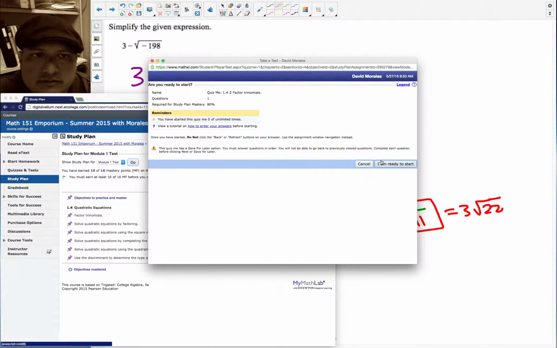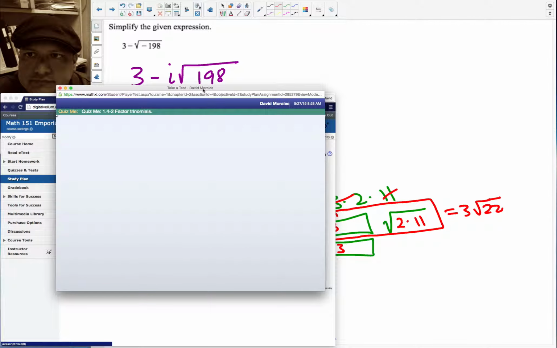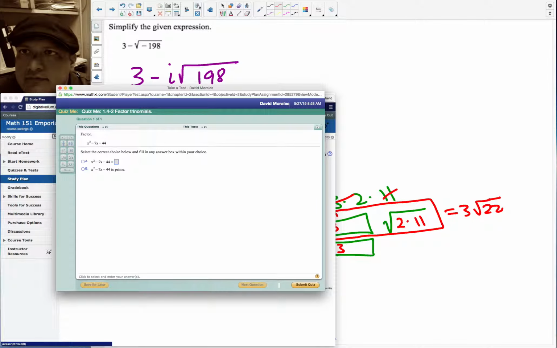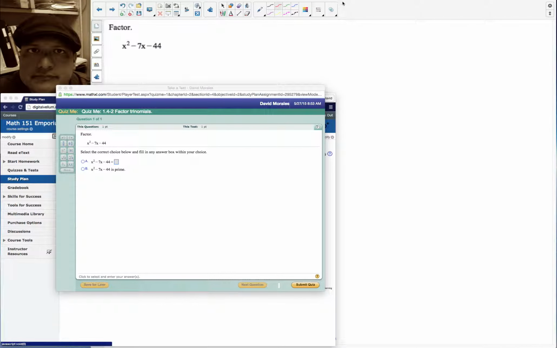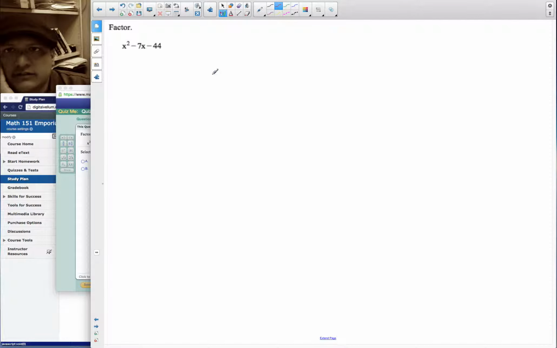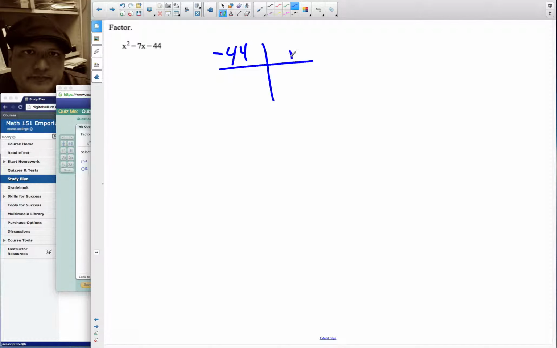Factor trinomials. So we want to factor this. Here we multiply the number in front with the 44. Here there's just a 1, so we have negative 44. And what we're interested in is what factors of negative 44 will add up to negative 7.